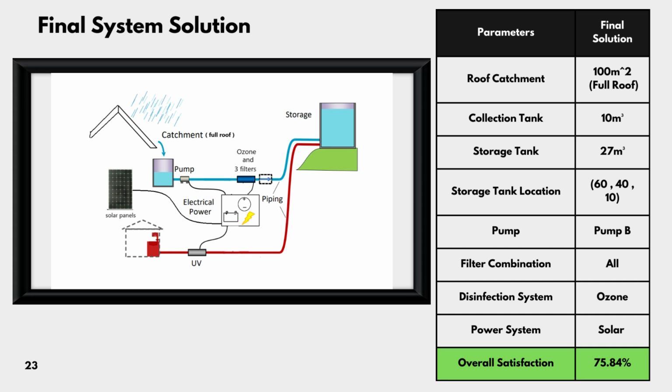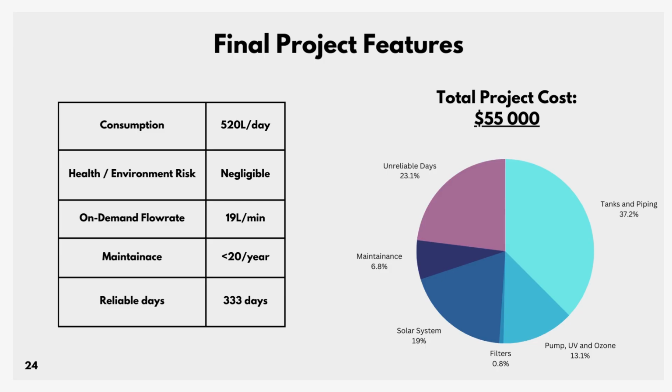Below, you can see the final parameters for our chosen system and the previous illustration, reflecting the position of the different components. Our final project has the following features: a consumption of 520 liters a day, negligible environmental and health risk, on-demand flow rate of 19 liters per minute, very low maintenance, and high reliable days. Our total project cost was estimated to be $55,000.